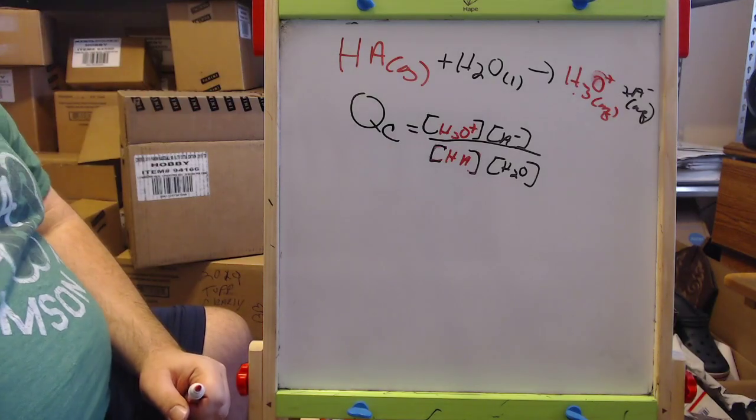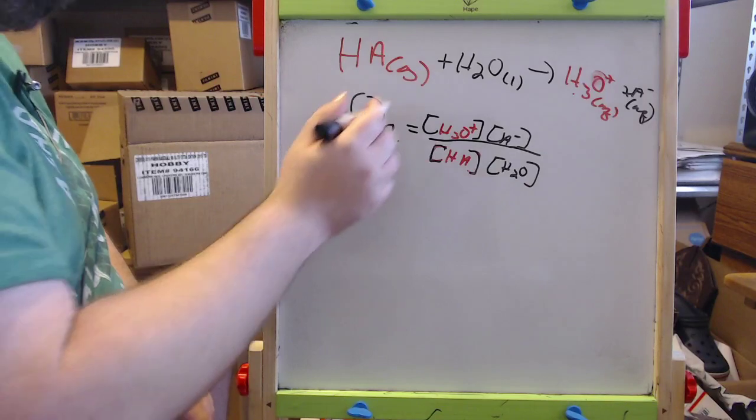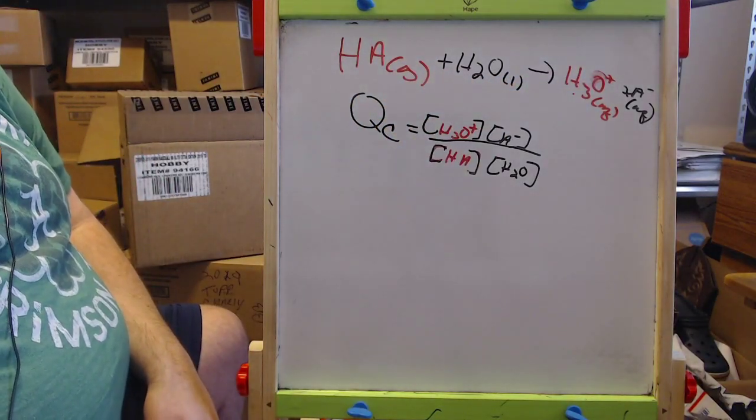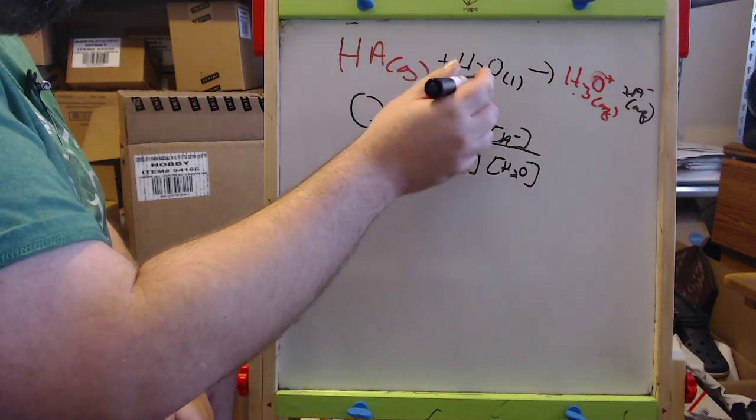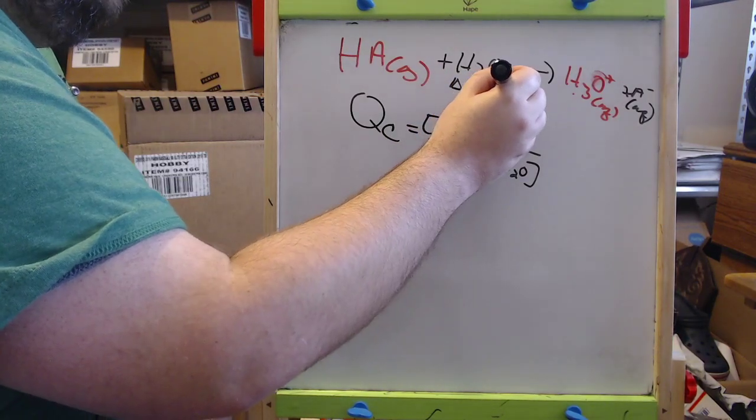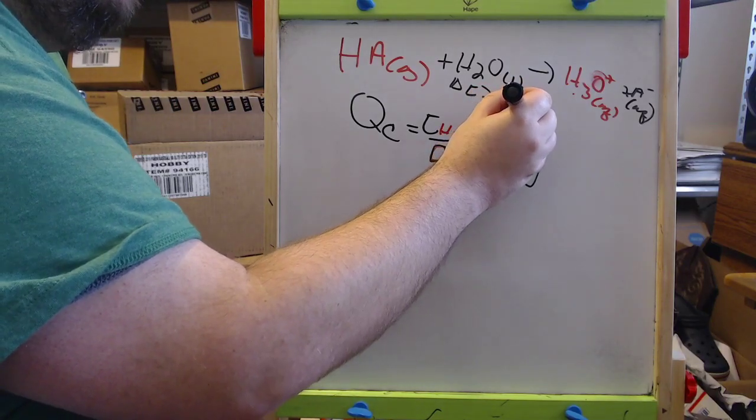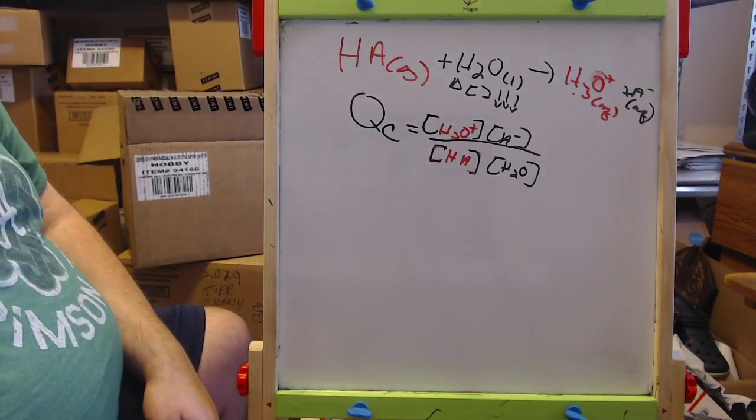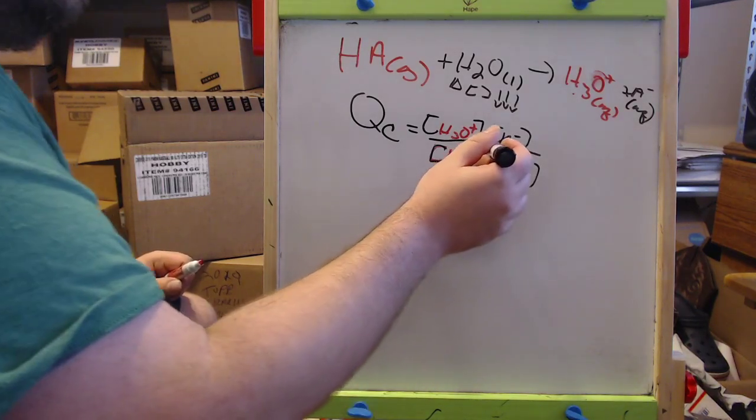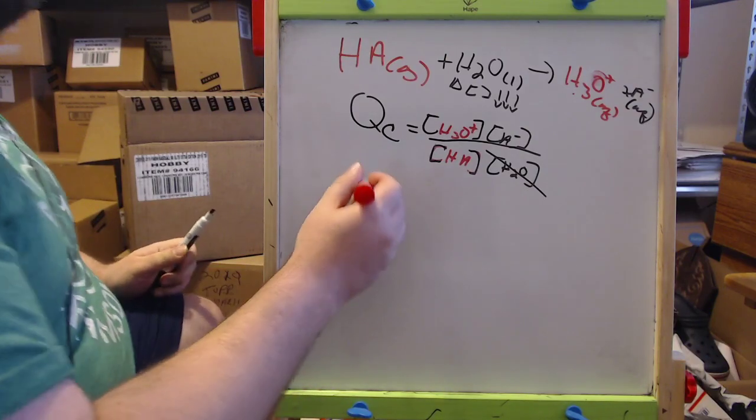The thing is that when my acid breaks down in water, yes, we're going to get some of the water turned over to H3O plus. But the majority of my water, this change in concentration of water is very, very small. It's almost negligible. So we really don't use Qc for acids and bases.